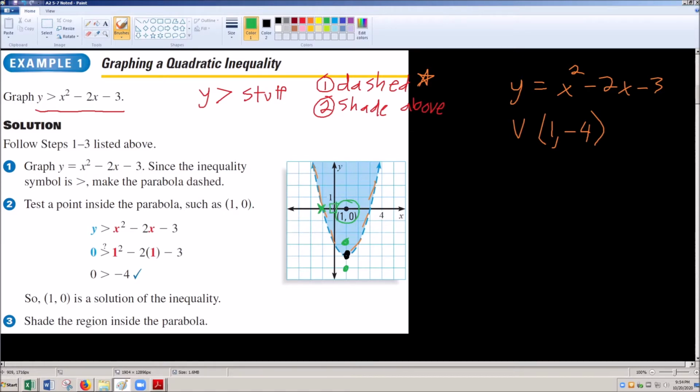So if I want to use 0, 0 here, I could, but I'm going to choose 1, negative 3. I'm choosing 1, negative 3 again because I want to pick a point that is super close to my vertex, just either directly above or directly below it. So it's super clear whether it's in or out. So this gets plugged into my equation. Let's say negative 3 greater than 1 squared minus 2 times 1 minus 3. So 1 squared is 1, minus 2 minus 3.